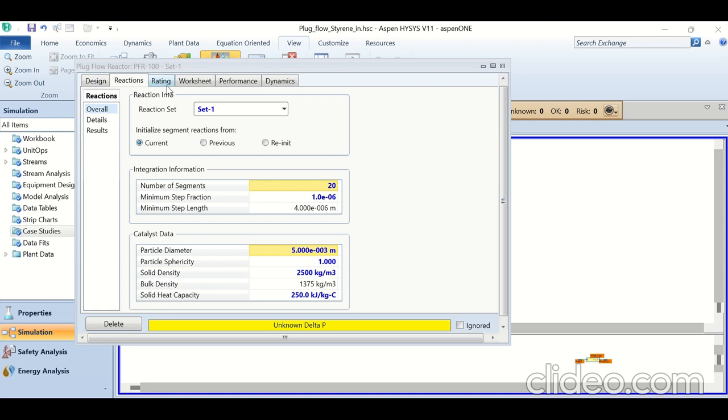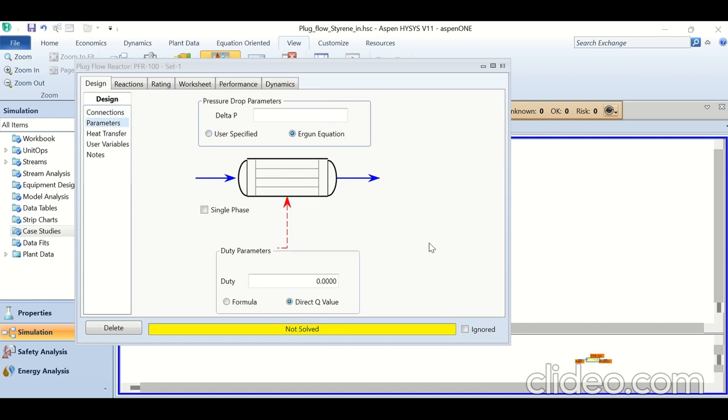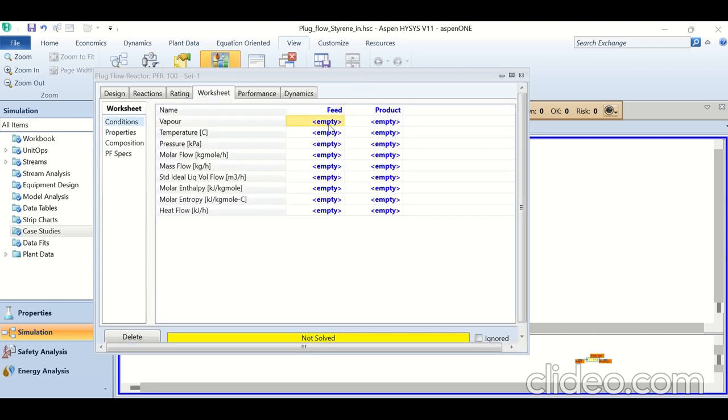Now go to the design parameters and use the Ergun equation to determine the pressure drop. Now go to the worksheet to specify the feed stream. So the temperature was 630 degrees C. The pressure was 137.8 kilopascal.